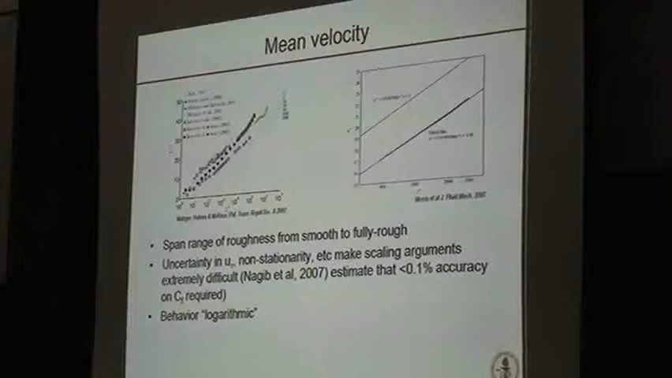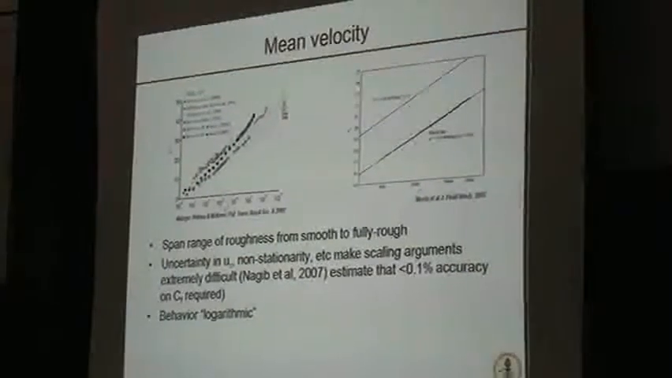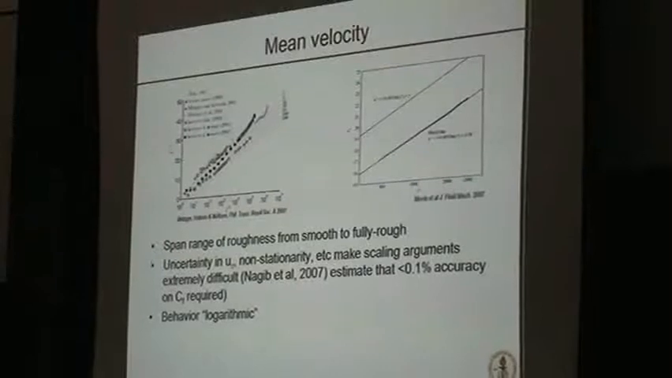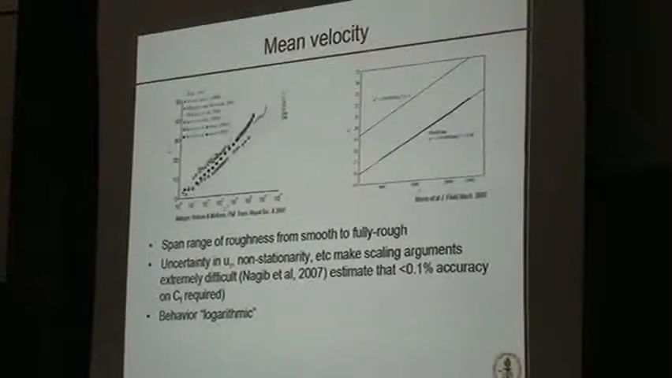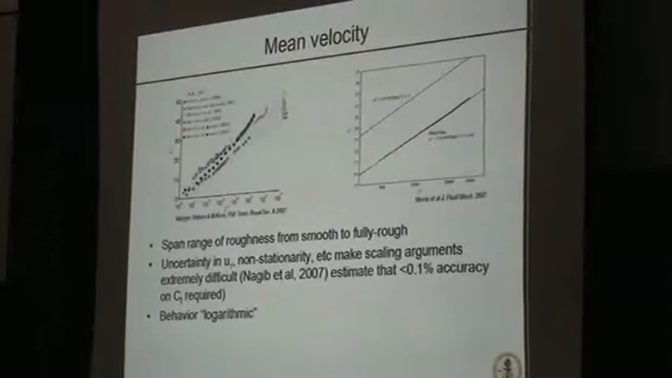I mentioned that you could span a range of roughness. The uncertainty in u-tau, non-stationarity, etc. make these scaling arguments very difficult, and Hassan Nagib et al. have estimated that to really make some of these scaling arguments, you need about 0.1% accuracy in your measurement of skin friction. Now, obviously, we'll need to know where to get that in this sense. So behavior is generally logarithmic.